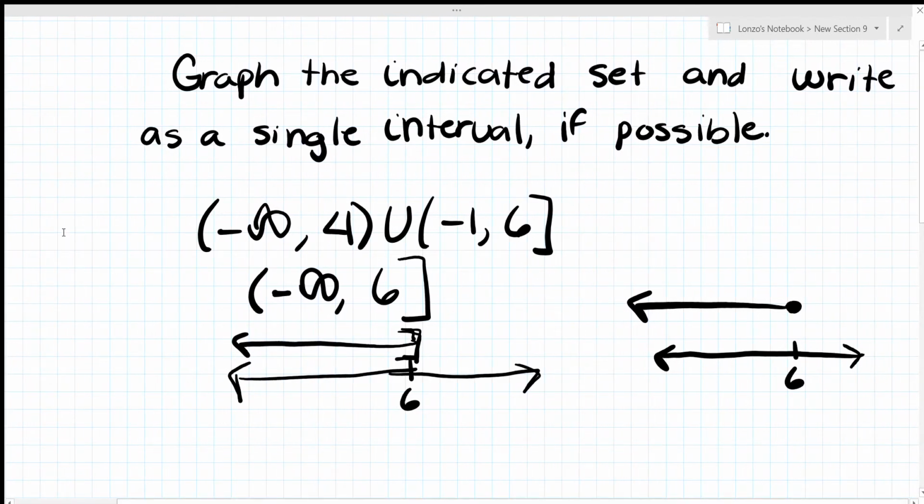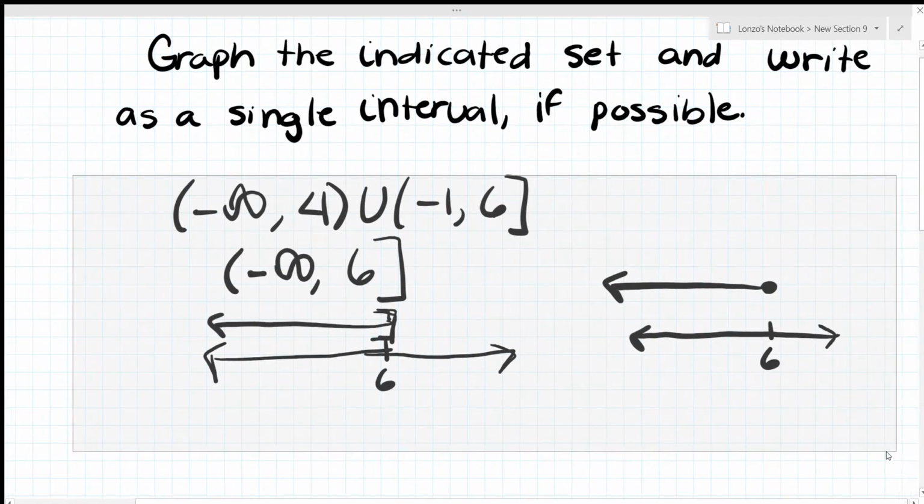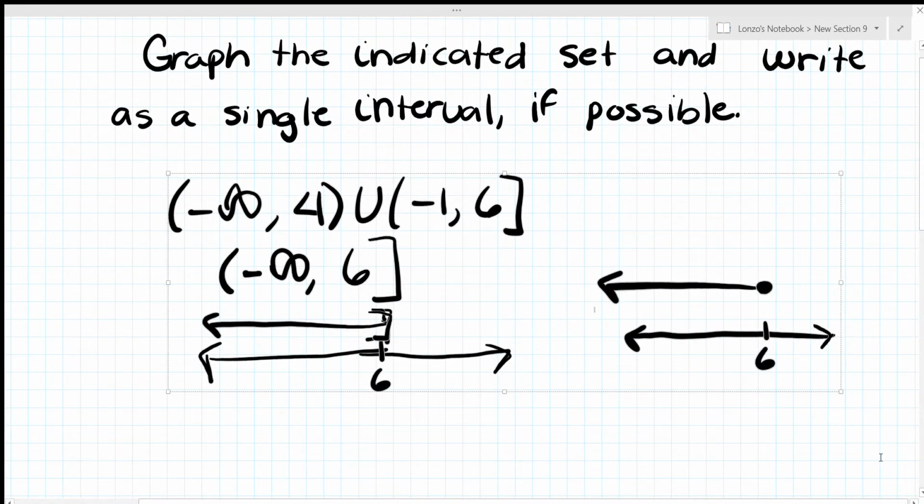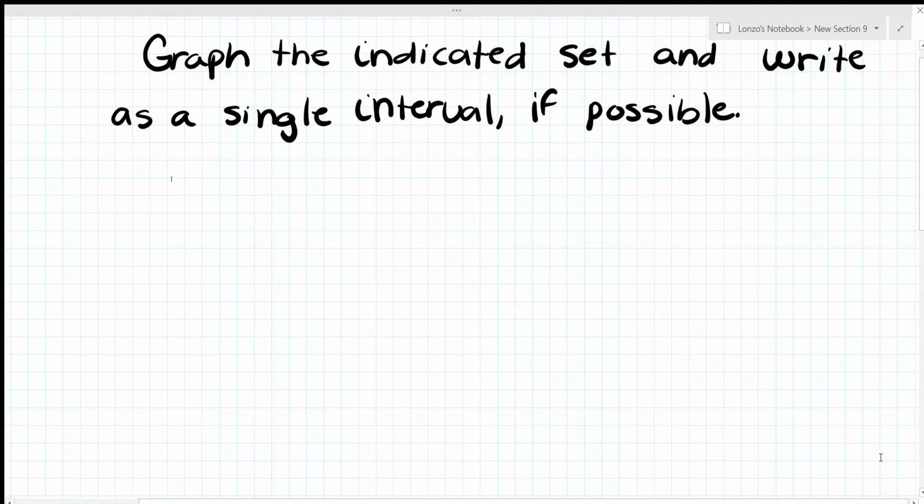Now, the direction is the same for this problem, but it's a different problem. So, same idea: graph the indicated set and write it as a single interval, but this time we're given a notation. We're given -1 to 4. 4 is not included, so it's going to be parentheses.